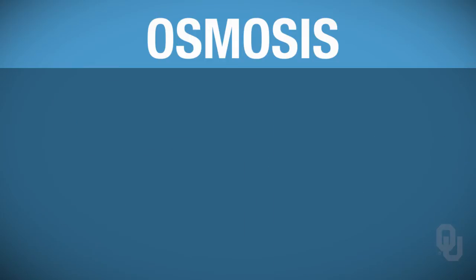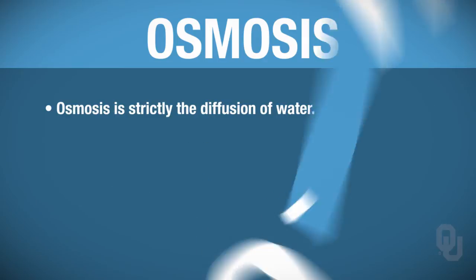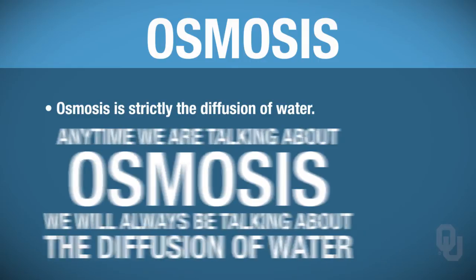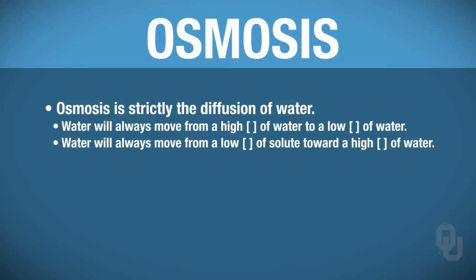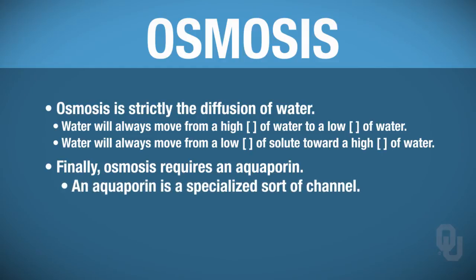When we talk about osmosis, osmosis is strictly the diffusion of water. Anytime we're talking about osmosis, you need to think about water diffusion. Water is going to be moving from a high concentration of water toward a low concentration of water, which is the same thing as saying that water will move from a low concentration of solute toward a high concentration of solute. And osmosis requires an aquaporin, which is a specialized sort of channel.